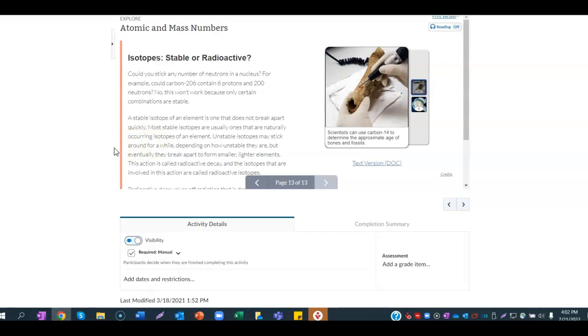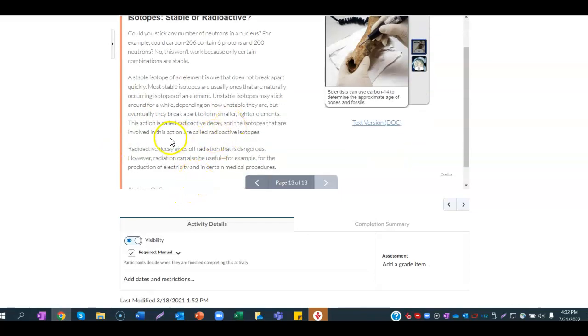Unstable isotopes may stick around for a while depending on how unstable they are, but eventually they break apart to form smaller, lighter elements. This action is called radioactive decay, and the isotopes that are involved in this action are called radioactive isotopes. So I would include the definition of radioactive decay in your notes and just understand what it is, have that definition, and then also include that those are called radioactive isotopes. So that gives you a definition of unstable as well.